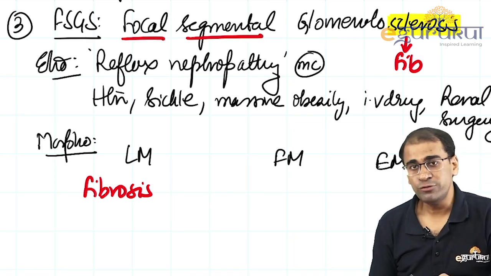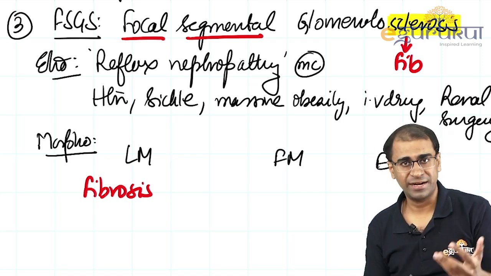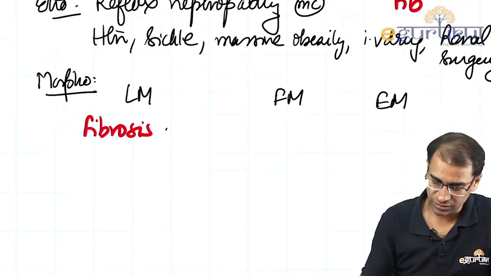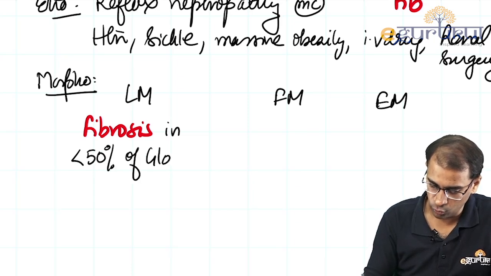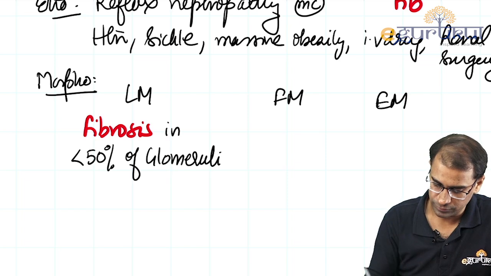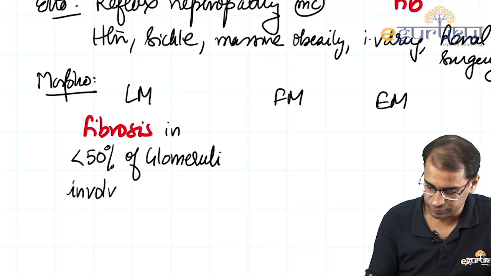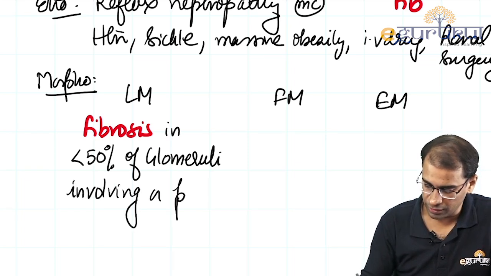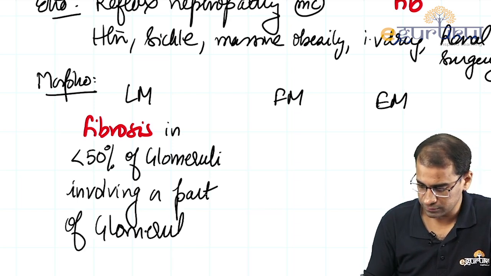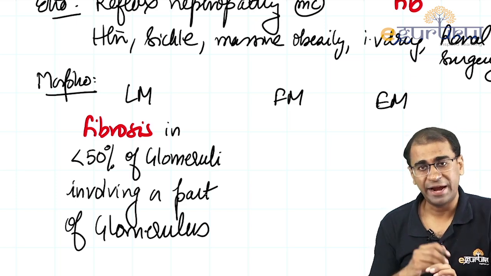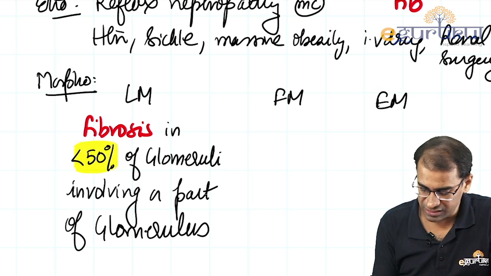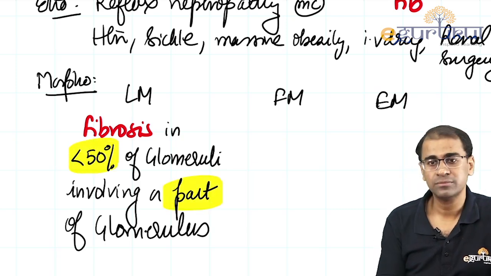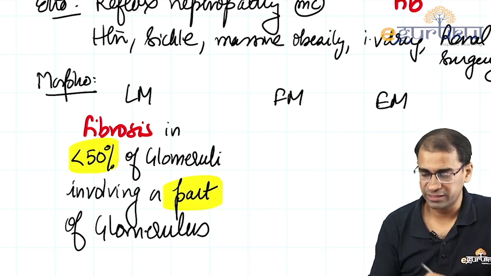That means if you are seeing say 10 or 15 glomeruli in a kidney biopsy, fibrosis is seen in less than 50% of the glomeruli, involving a part of the glomerulus. Not the entire glomerulus is involved, only part of the glomerulus is involved. So, two things are important, less than 50% and the part.